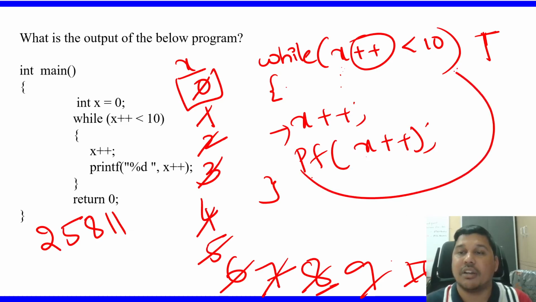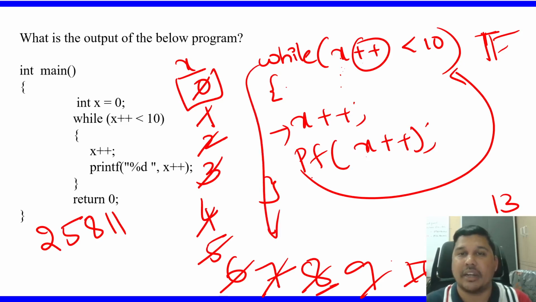Go to the condition. X plus plus less than 10. So I will do this later. 12 less than 10, it is false. But there is one plus plus which I have to complete. It becomes 13. Since it is false, I will come out of the program. There is nothing to be done. But the output here is 25811.